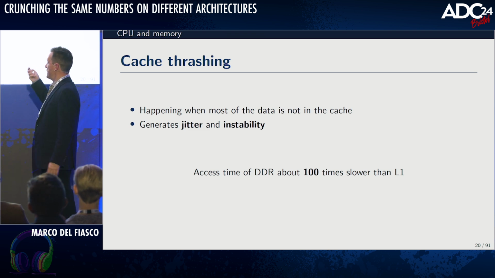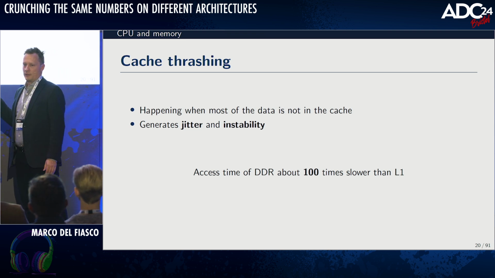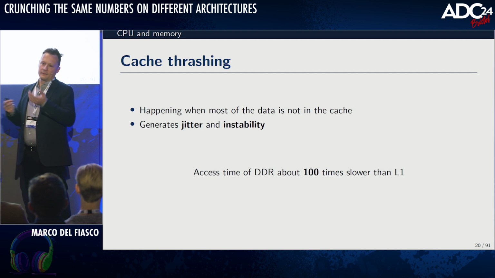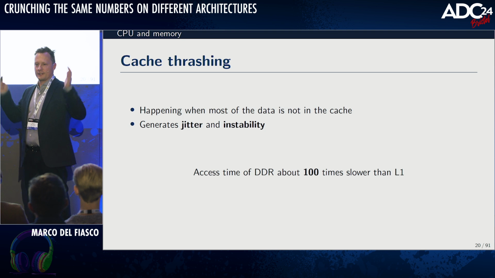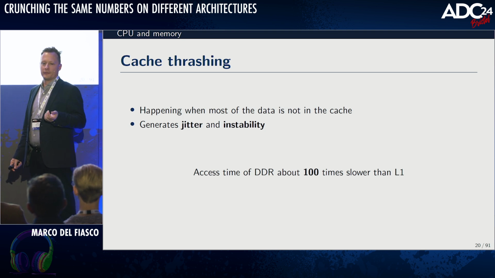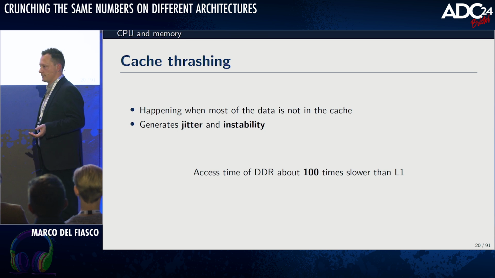The access time of DDR is 100 times slower. So, if only one line of cache is missing, 100 cycles more or less in a processing frame is not so big. But what if you are missing 100 lines or even more? It depends on the algorithm.